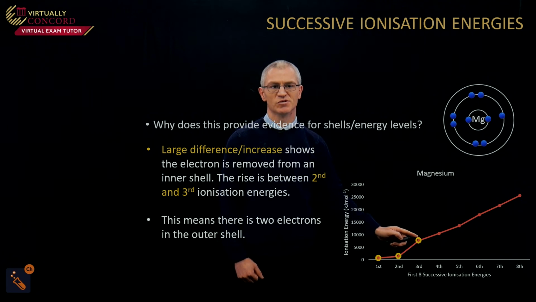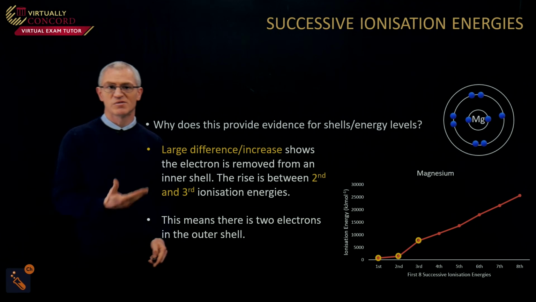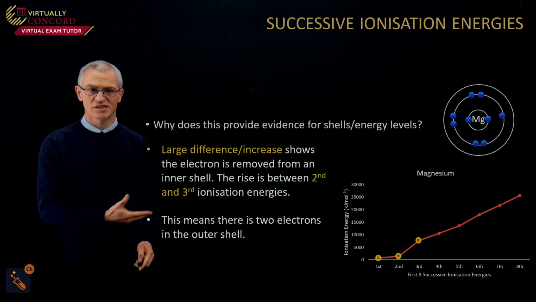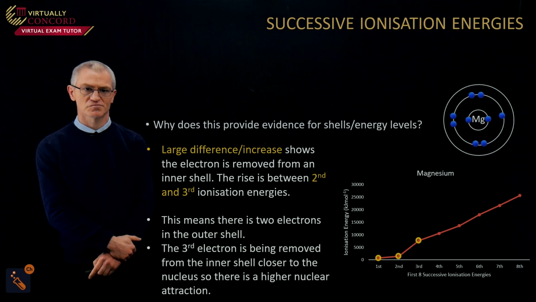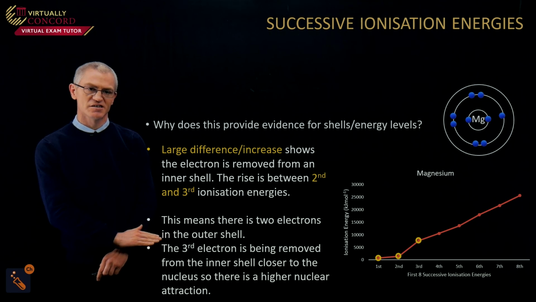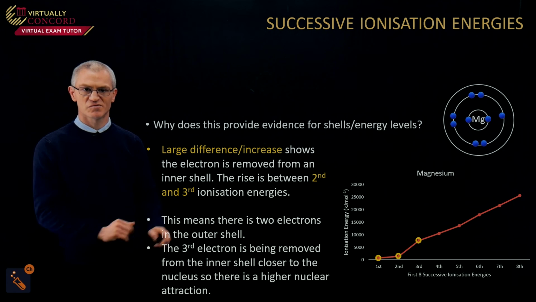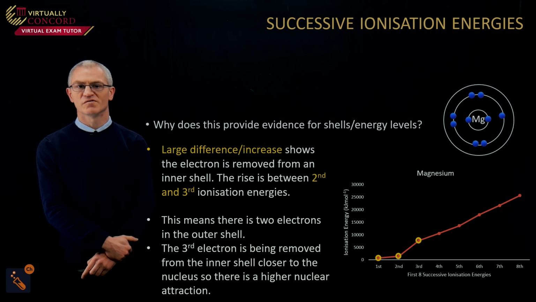Well, that must mean this is removed from the inner shell, which means I now know from this that whatever element I had is going to have 2 electrons in the outer shell. This leads on to my next question. In my next question we're going to discuss how you can identify the element through it. So really important here that you recognise there are 2 electrons in the outer shell, and that means that third is pulled from the inner shell and taken from the inner shell.